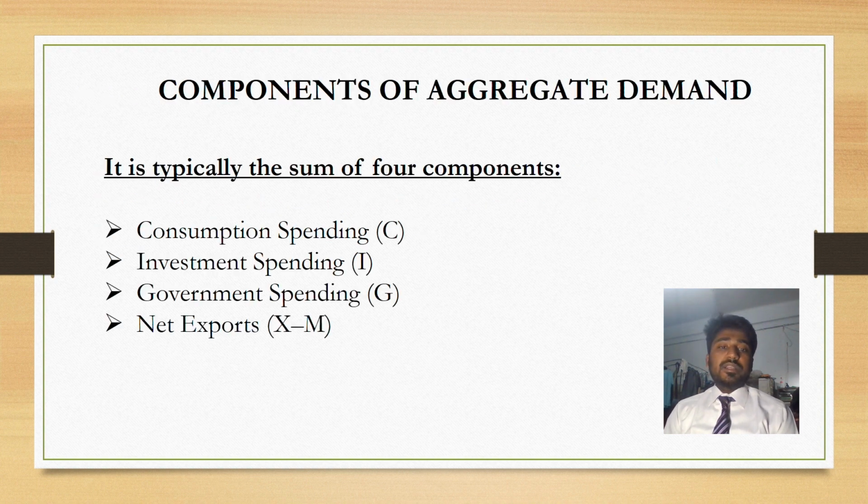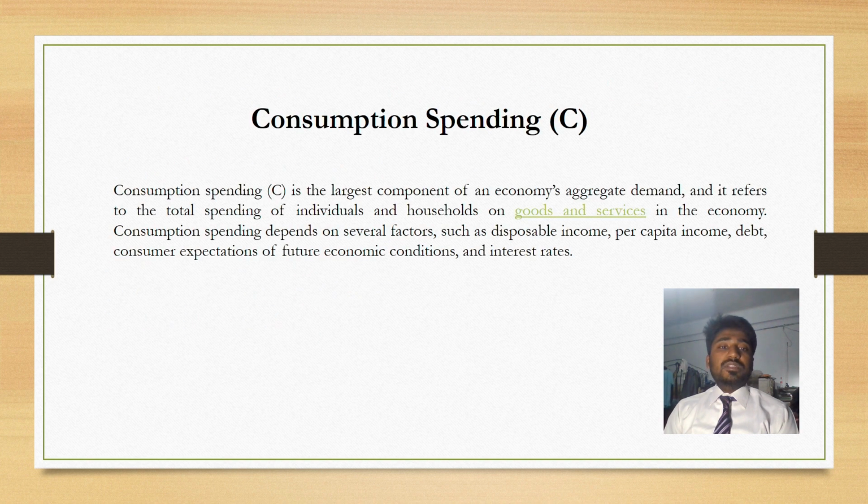Components of the aggregate demand. It is typically the sum of four components. First, consumption spending. Second, investment spending. Third, government spending. And fourth, net export. First, we discuss consumption spending, which is represented by the symbol C.